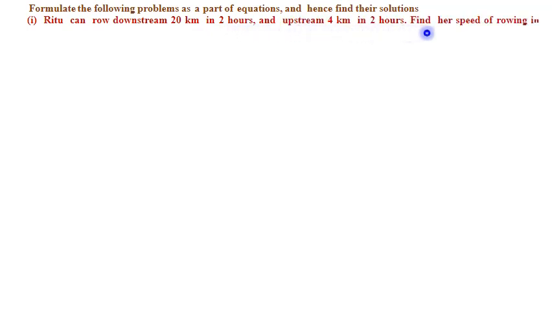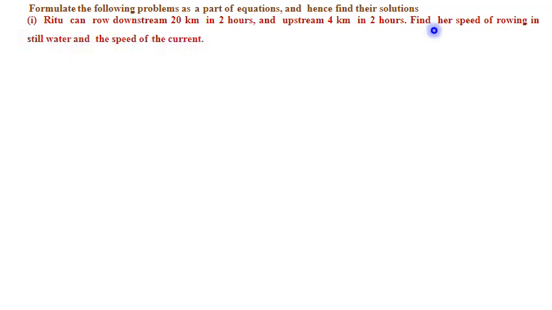We shall discuss some questions. Formulate the following problems as a pair of equations and hence find their solutions. The first question is, Ritu can row downstream 20 km in 2 hours and upstream 4 km in 2 hours. Find her speed of rowing in still water and the speed of the current.